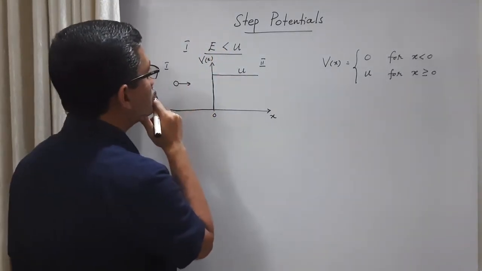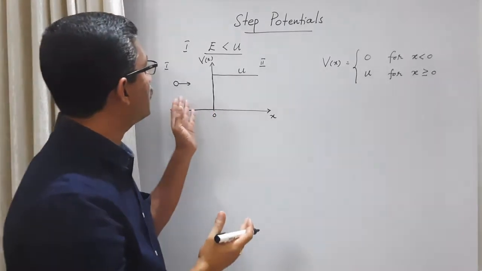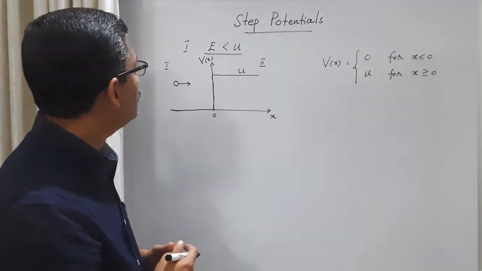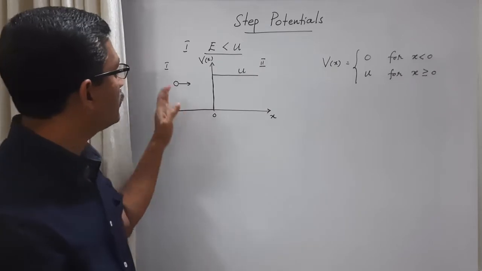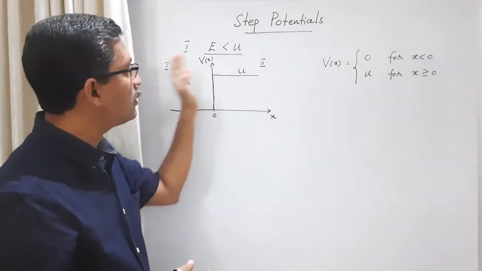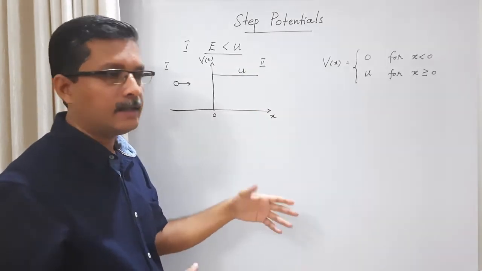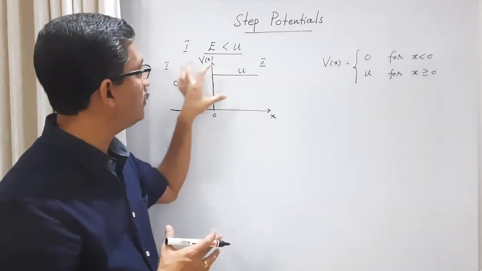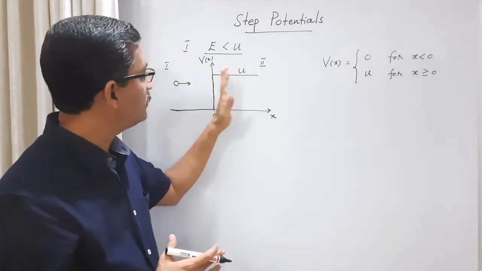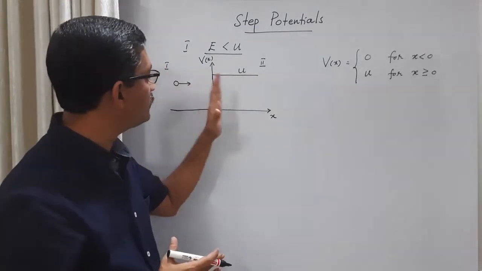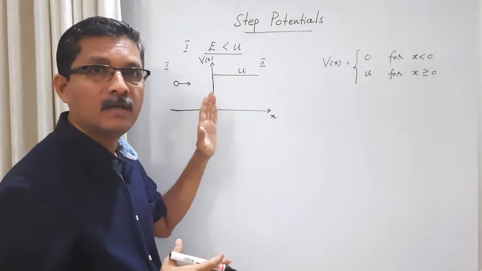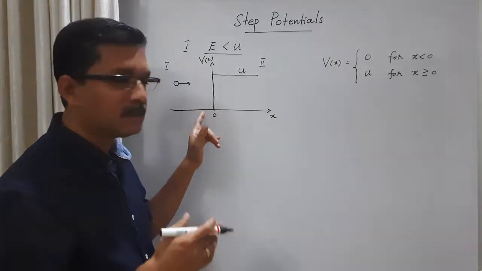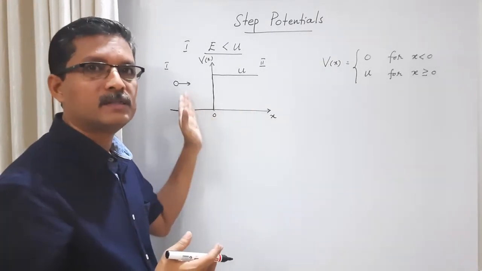So we want to calculate, our aim is to calculate the transmission probability and the reflection probability. For this, we will write down the Schrodinger equation for region 1 and find its solutions, then the Schrodinger equation for region 2 and find its solutions. So we get wave functions in region 1 and wave functions in region 2. These wave functions should satisfy some continuity conditions, some admissibility conditions at the boundary. That means basically we are checking the continuity of the wave function and its first derivative.